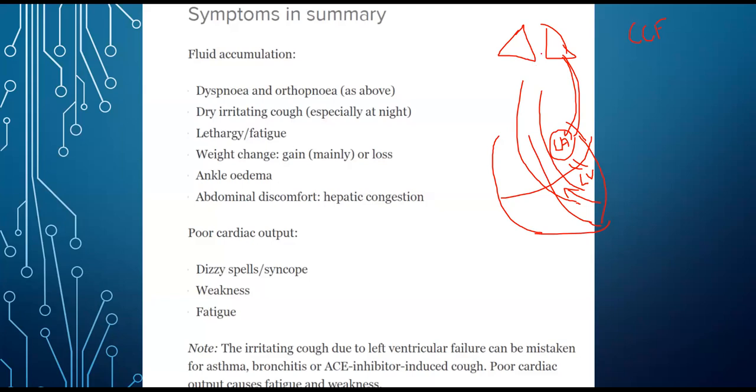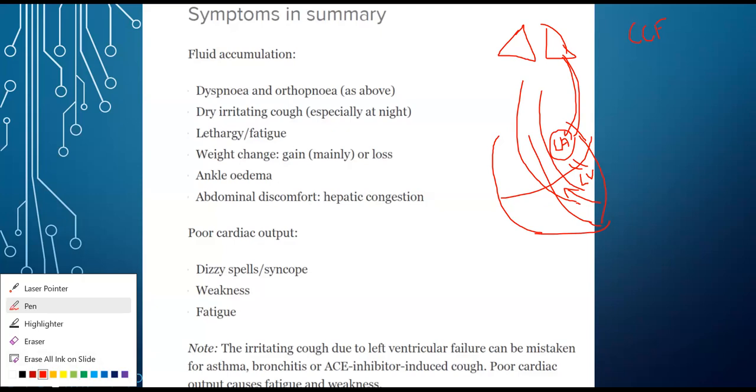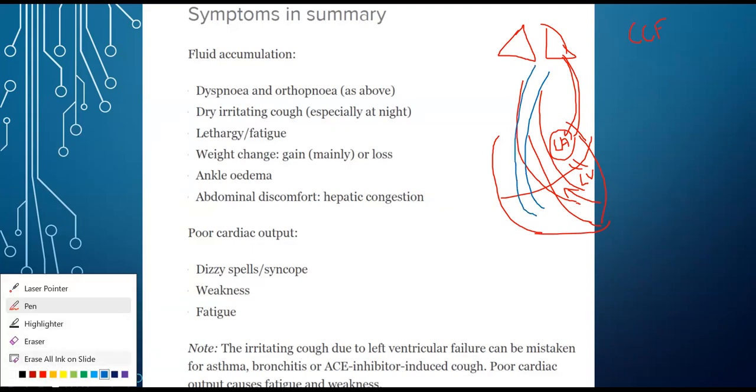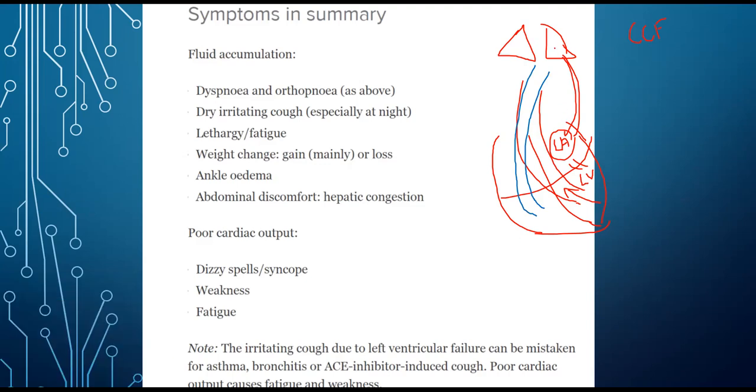When there is excess fluid in the lung, what will happen? Because you remember another thing, that from the right ventricle, the pulmonary artery is supposed to send blood to the lungs, right? Now the lung is already congested with a lot of fluid. So what will happen? The pulmonary artery then gets congested. And when there is a lot of pressure in the pulmonary artery, that is what we call pulmonary hypertension.